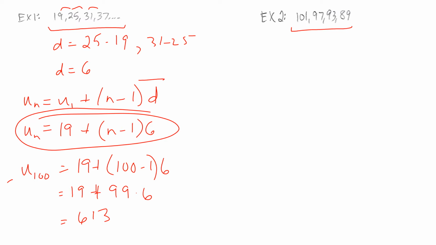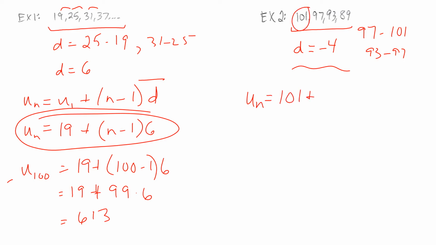So I have another arithmetic sequence, and it's going down by 4, so the common difference is -4, or adding -4, if you want to think about it that way. And if it says verify it, you just show a couple things subtracted. So 97 minus 101, 93 minus 97, it's all the same there. So I want to immediately find the nth term formula. So the first term plus n minus 1 times the common difference.